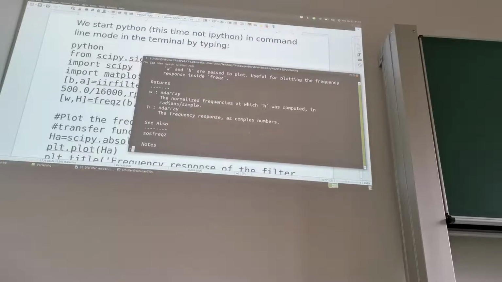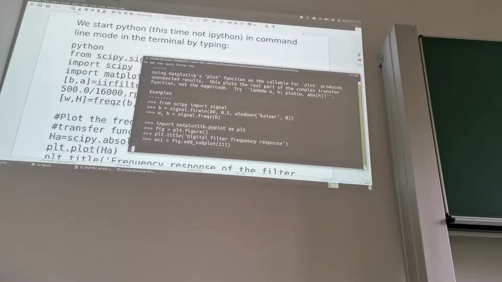Yeah, the first return value is W, which is the normalized frequencies at which the frequency response is computed. So this is convenient for plotting. And H is the complex valued frequency response. Right. Makes sense so far? Okay.